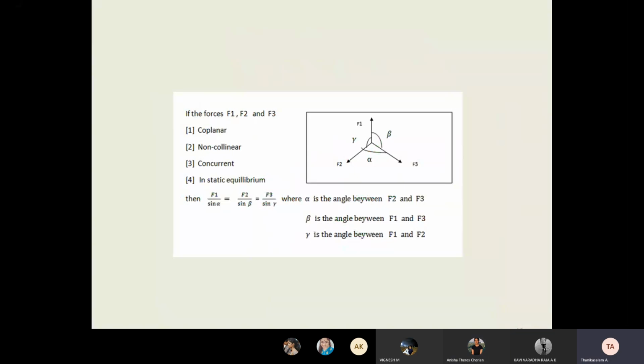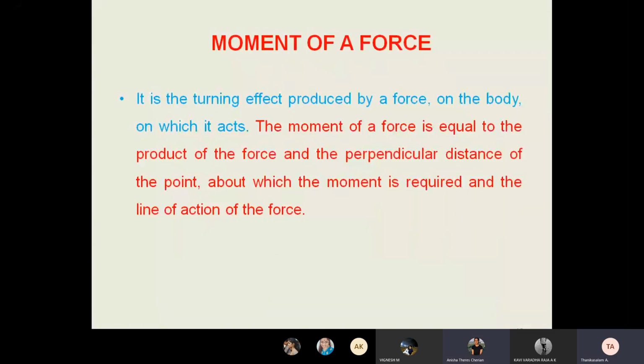Okay. Next, moment of a force. Teresa, can you read the statement? Serene, are you there? Yes, sir. Can you read the statement? A moment of a force is a turning effect produced by a force on the body on which it acts. The moment of a force is equal to the product of the force and the perpendicular distance of the point about which the moment is required and the line of action of the force.